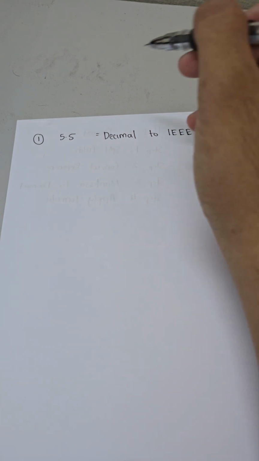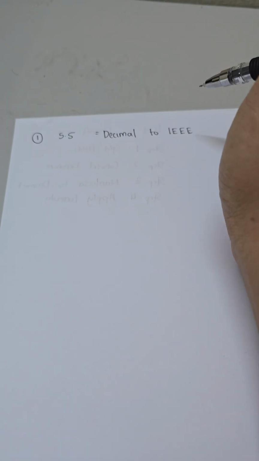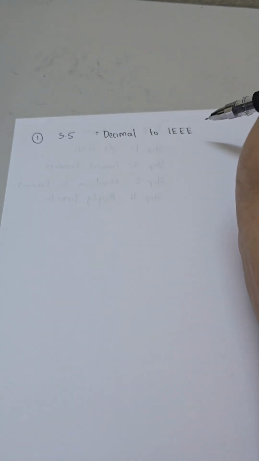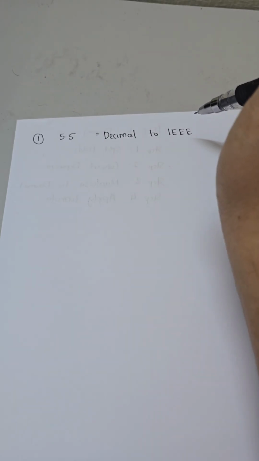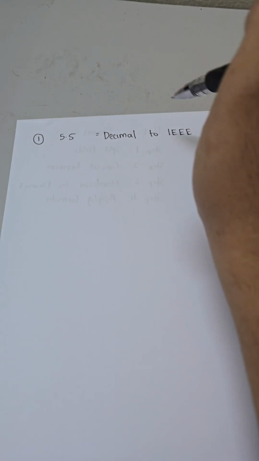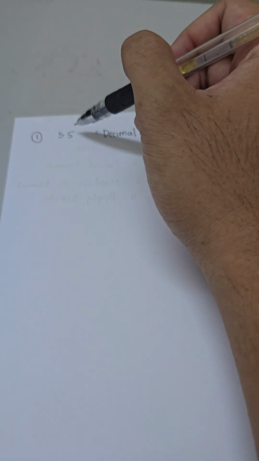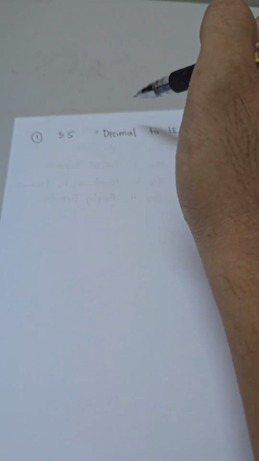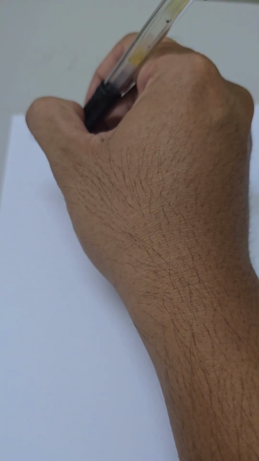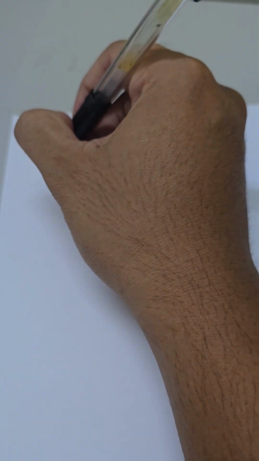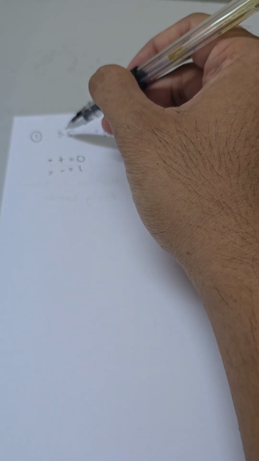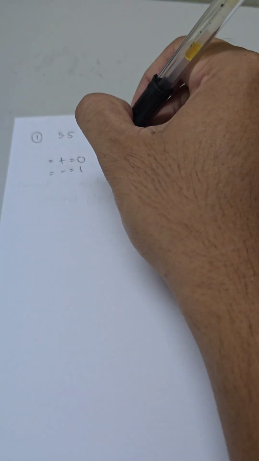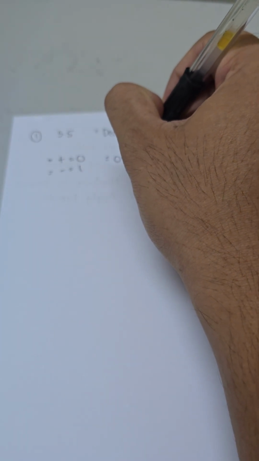So let's say for the first example, we have the number 5.5 and we want to change this decimal number to IEEE. So step 1, just like I said before, we must determine the sign. Since 5.5 is positive, the sign bit is 0. Positive is 0, meanwhile negative is 1.